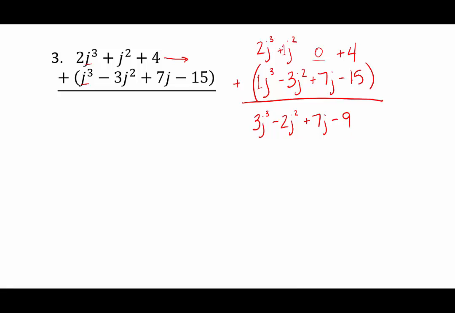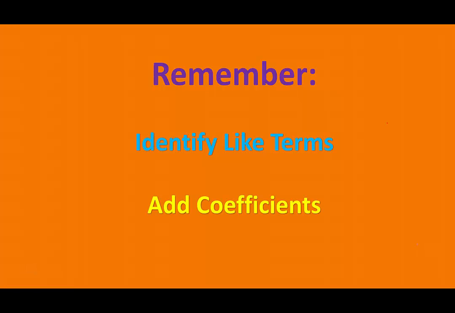Now that we've looked at how to add them horizontally and vertically, let's just summarize this up. It doesn't matter when you're adding polynomials if you add horizontally or vertically. You just need to remember to identify the like terms. You can use colors or shapes, however you'd like to label them. And then remember to combine them by adding their coefficients. And that's it for this video. Great job.